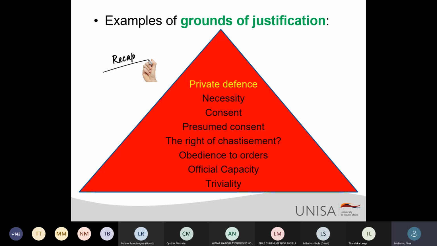Now, I put a question mark behind right of chastisement because there is no more a right of chastisement if you read your tutorial letter 102. The obedience to orders can also be a ground of justification. Your official capacity, for example, police, can be a ground of justification. And then there is also triviality, and we'll just have to look at triviality because the courts do not actually consider this a ground of justification anymore.